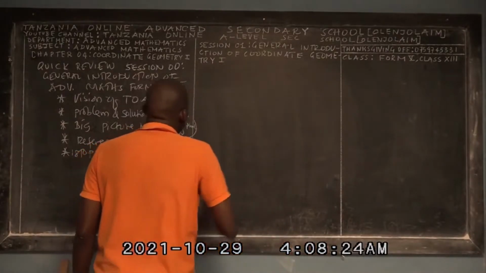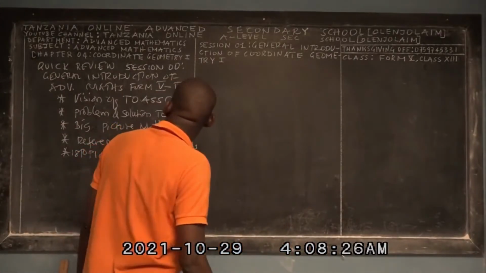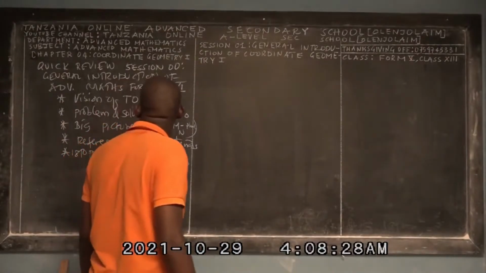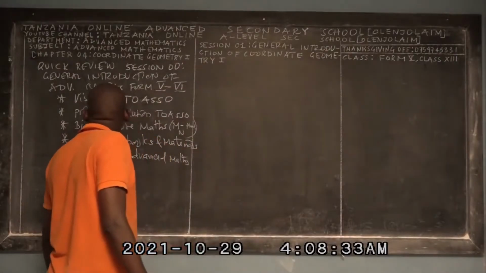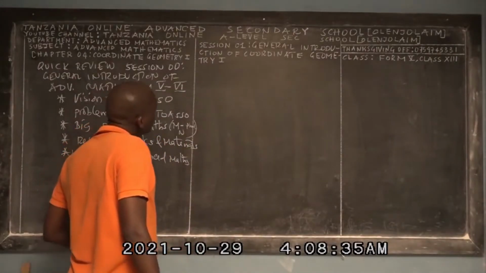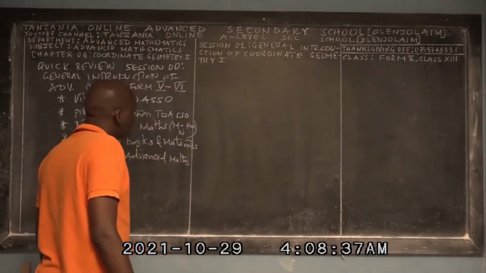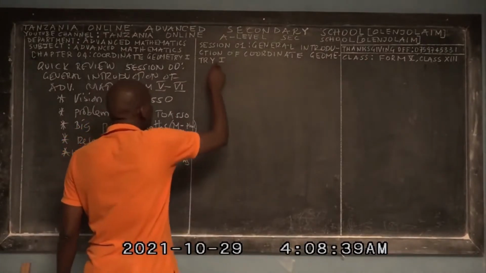So let us come to coordinate geometry 1, the first topic among the 10 topics of Form 5. And this is Session 1, general introduction of coordinate geometry 1. So actually, let us begin with the big picture.